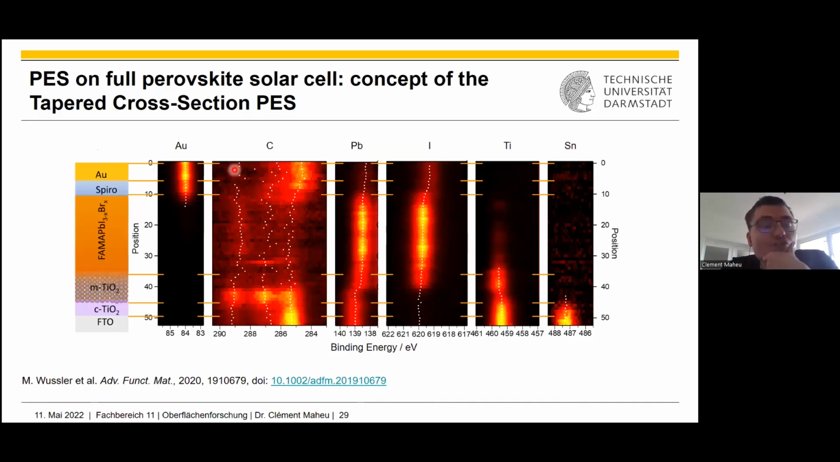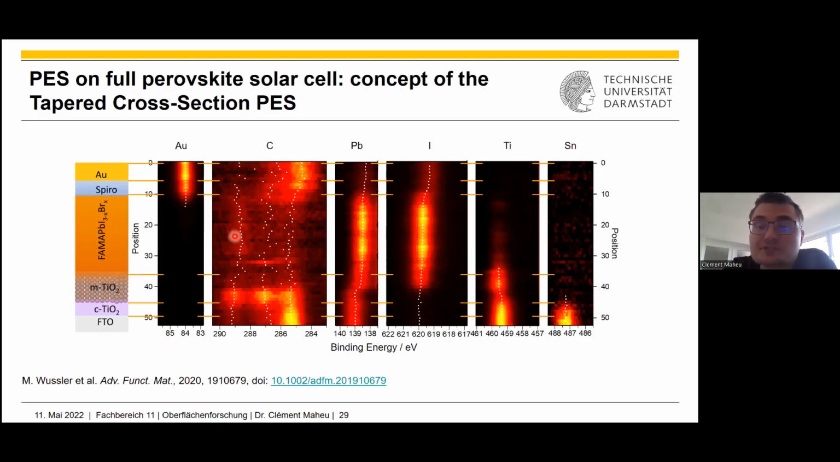So that leads to such kind of graphics. You can see here that you have 50 positions, and at each position you can measure some core level spectra, some UPS spectra. And here we made a heat map, and you can see that the color indicates a strong intensity. So at the beginning, you have a strong signal of gold that then disappears. And then you have a strong intensity for lead and iodine, indicating that here you have your perovskite, and at the end you can see the titanium dioxide layer, and you can identify all your layers across the tapered cross-section.